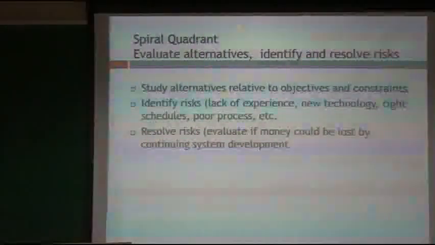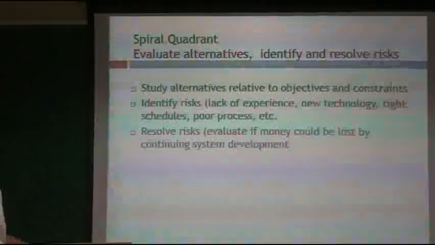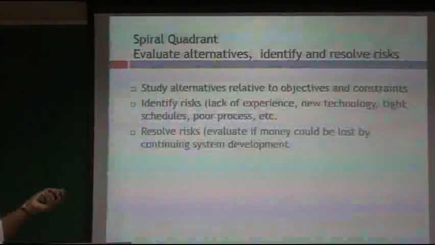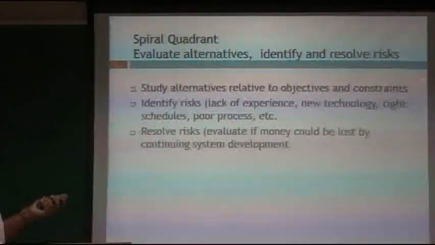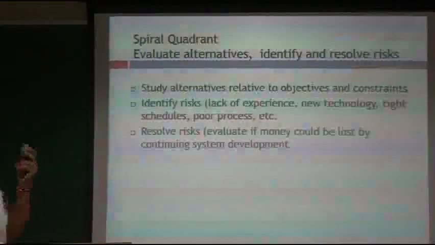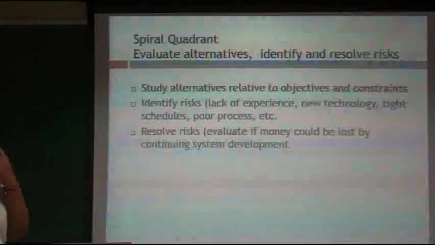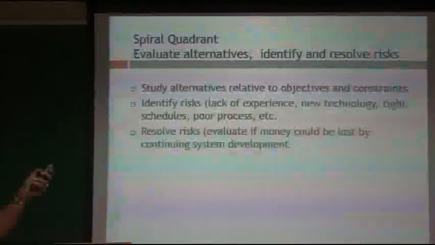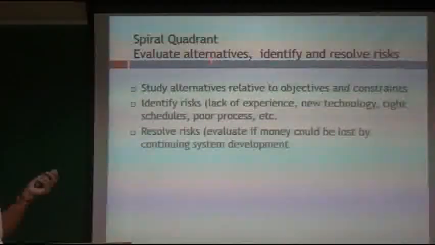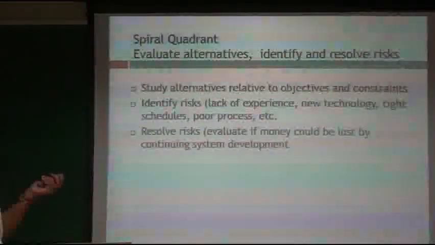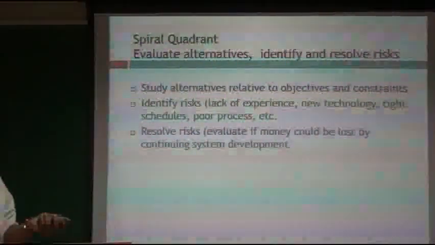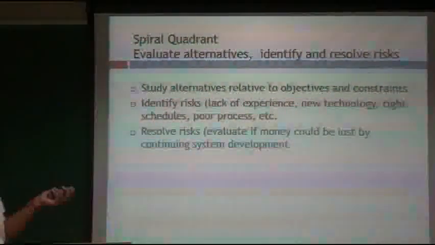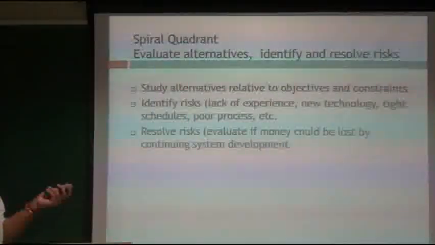And evaluate alternatives, identify and resolve the risk. Here the risk is included in this model. Study the alternatives related to the objectives and constraints. We can define one model which includes all the objectives as well as constraints. What are the alternatives and how can these alternatives be evaluated? Identify the risk. Suppose it is not finished within 3 years, or not finished within this budget, then what is the risk? How can it be managed?